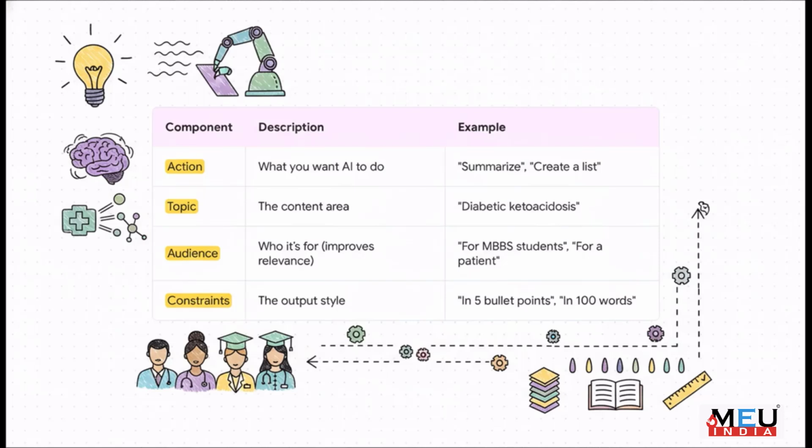Now, check out how beautifully these things stack together. You start with the action, your verb, like summarize. Then you add the topic, let's say diabetic ketoacidosis. Then you make it relevant for a specific audience, like for MBBS students. And finally, you give it the rules, the constraints, in 5 bullet points. See? Each step just adds another layer of focus, making sure the AI gives you exactly what you were looking for.